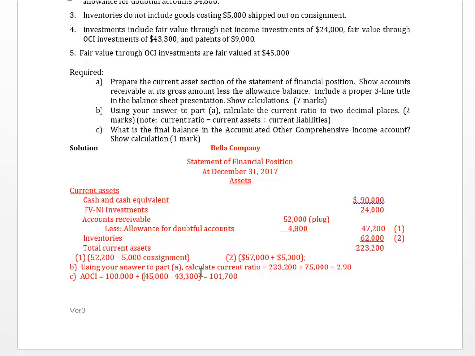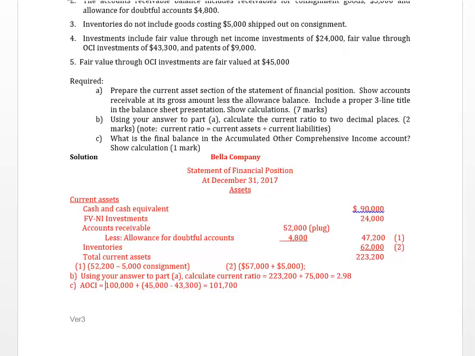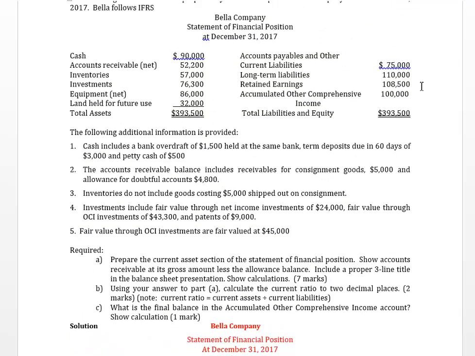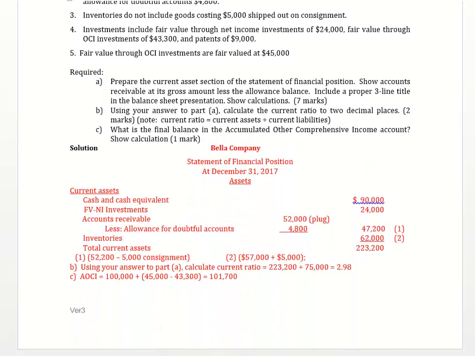So now we know that our investment went from $43,300 to $45,000. So that $1,700 difference, or increase, is going to be added to our $100,000 that we had to open the period, which again is right up here. So that amount of $1,700 is going to be added to the accumulated other comprehensive income account. So we would see now that we have a balance in AOCI of $101,700.